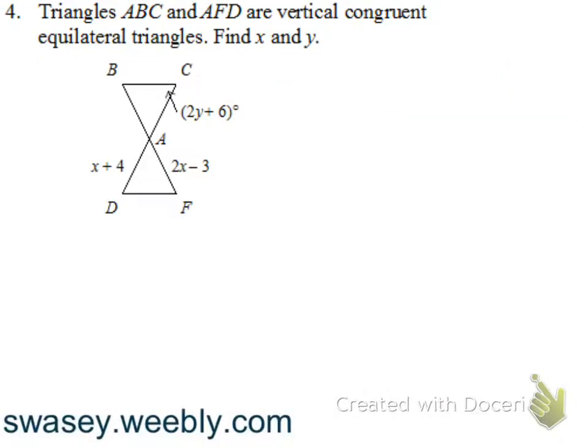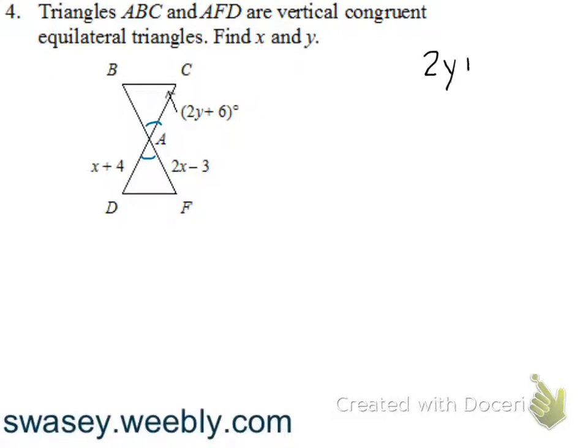Here we've got vertical angles. We also have congruent equilateral triangles. So the angles are all 60 degrees. Equilateral means the sides are congruent, and if the sides are congruent, we also know that the angles are congruent. So each angle is 60 degrees.